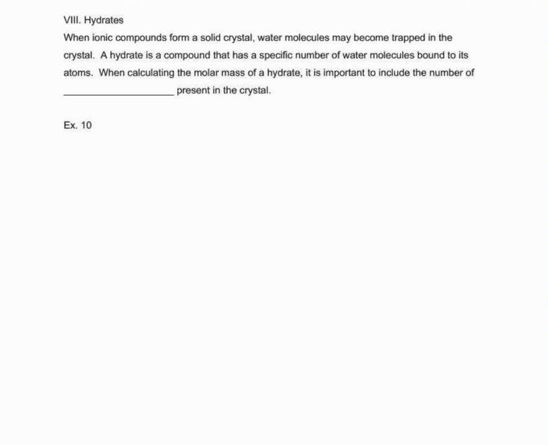So when the ionic compound forms a solid crystal, we have these water molecules that are being trapped, and the hydrate is the compound that results. A hydrate is a compound that has a specific number of water molecules, and they're all bound inside of it. When you calculate the molar mass of a hydrate, it's important to include the number of water molecules that are present in the crystal.